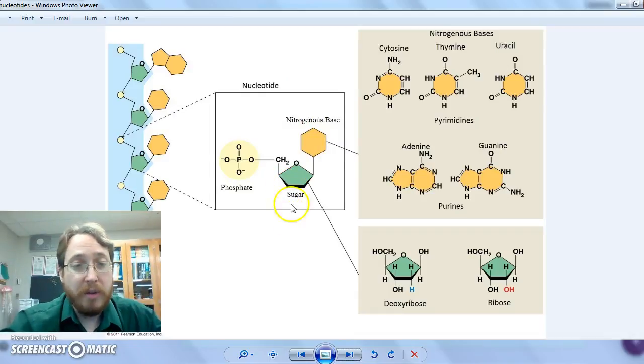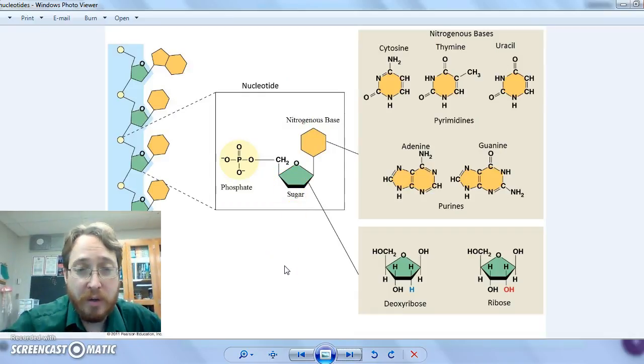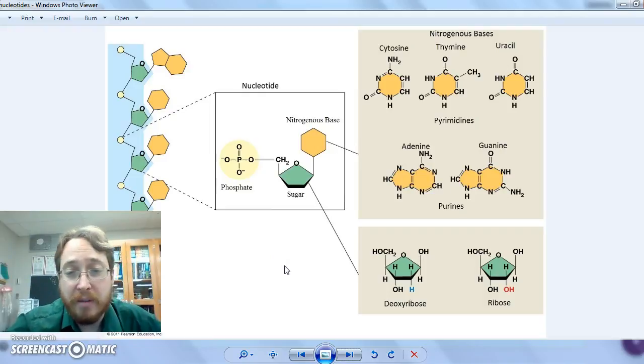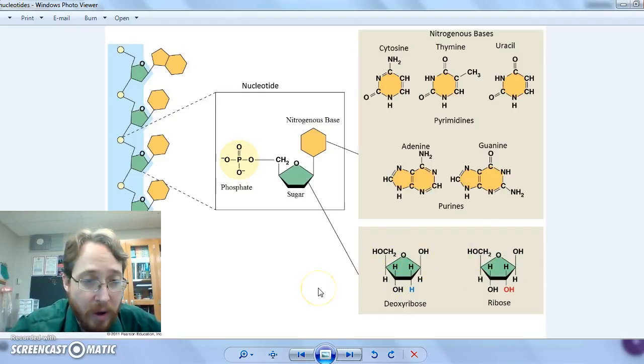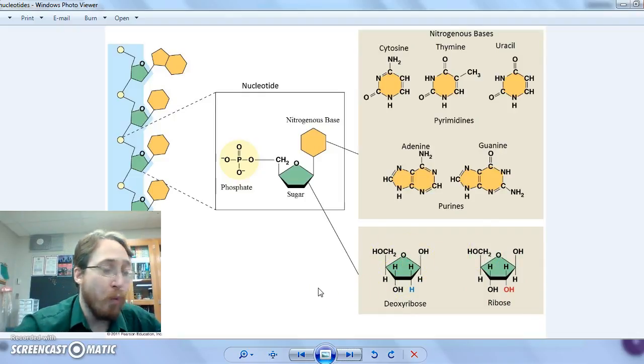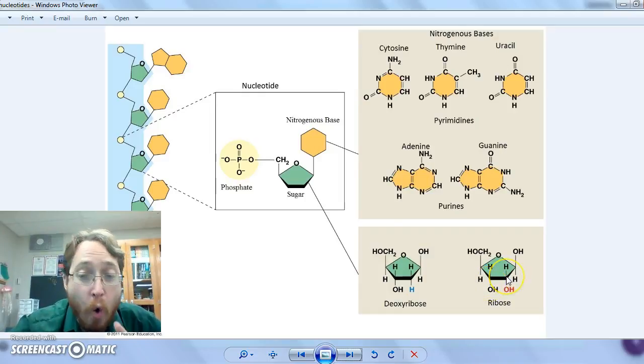Our sugars. There are 2 different types of sugar that can be found in nucleotides. Those sugars are ribose, which is a 5-carbon sugar, and deoxyribose, which is also a 5-carbon sugar. Ribose is used only in RNA nucleotides, so you will never find this sugar in DNA. So ribose is a 5-carbon sugar that is used in RNA nucleotides. Deoxyribose is a 5-carbon sugar that is only found in DNA nucleotides.